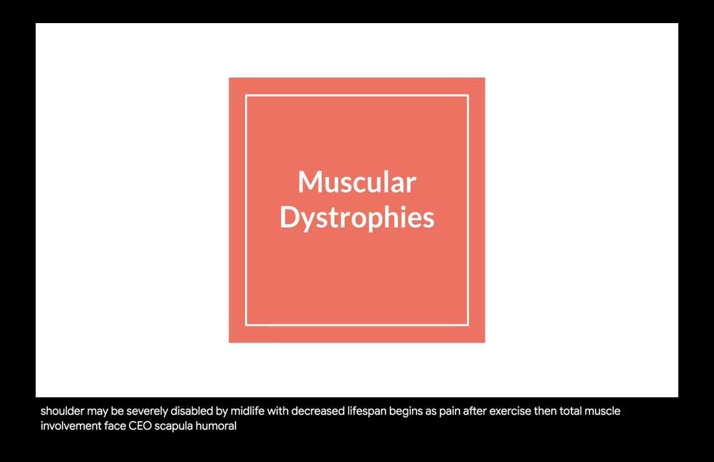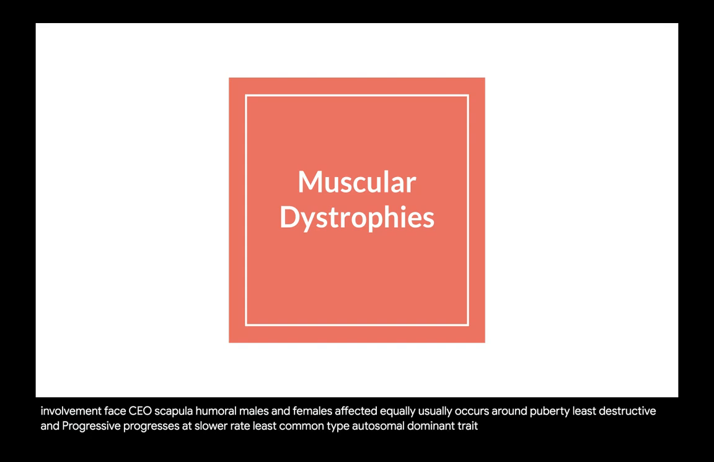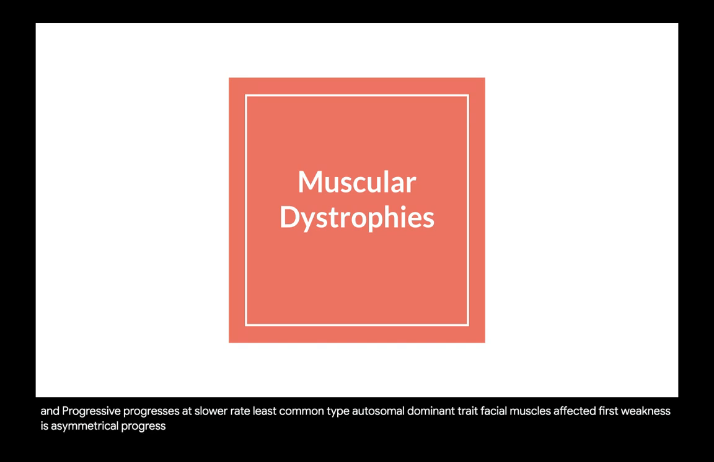Facioscapulohumeral. Males and females affected equally. Usually occurs around puberty. Least destructive and progresses at a slower rate. Least common type. Autosomal dominant trait. Facial muscles affected first. Weakness is asymmetrical. Progresses to shoulder girdle and upper arm. May remain in a state of indefinite remission, with some people living symptom-free with a normal lifespan.